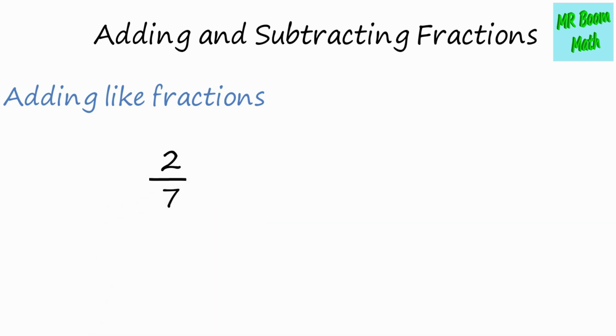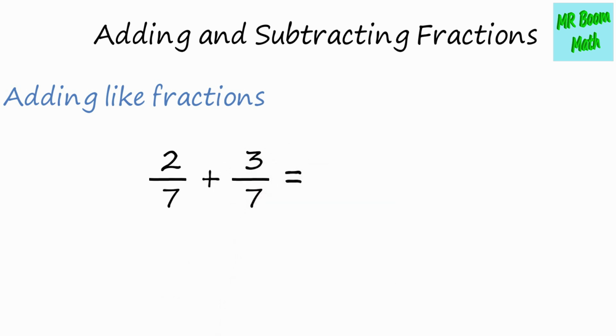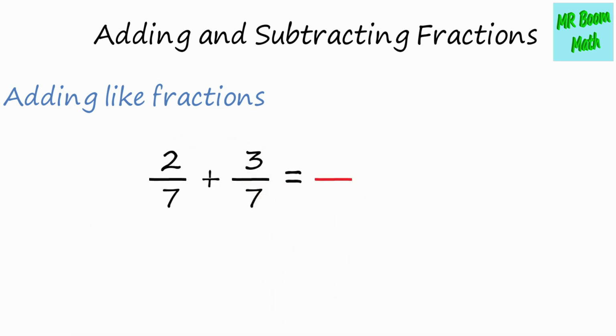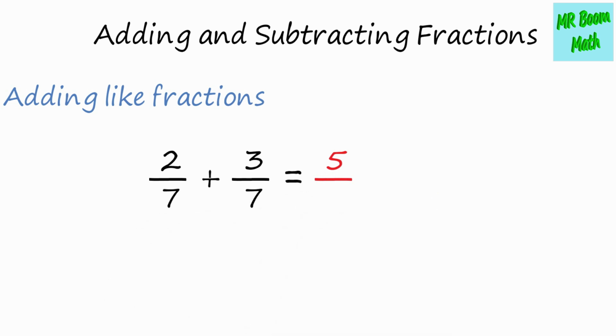For example, to add 2 over 7 plus 3 over 7, we just add the top numbers. 2 and 3 give us 5. But we don't add the bottom numbers. We just use the same bottom number in the answer, which is 7. So 2 over 7 plus 3 over 7 is 5 over 7.